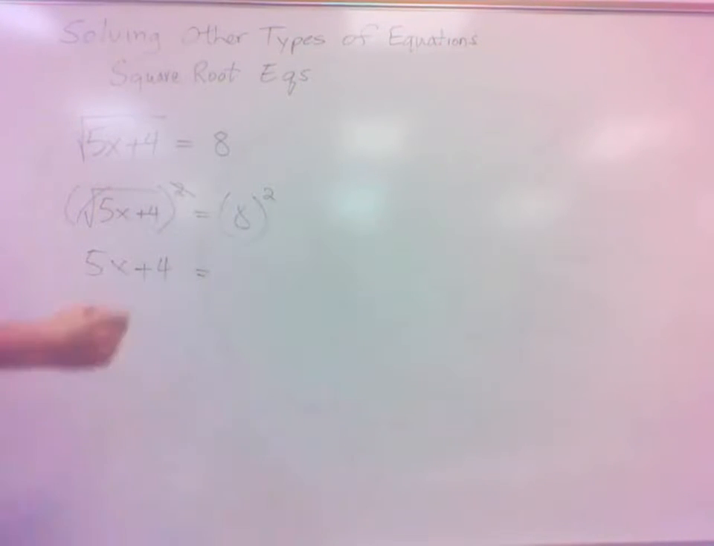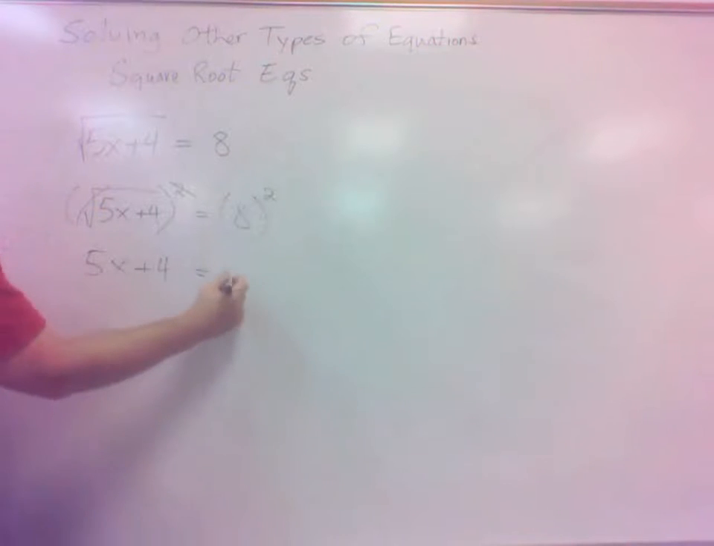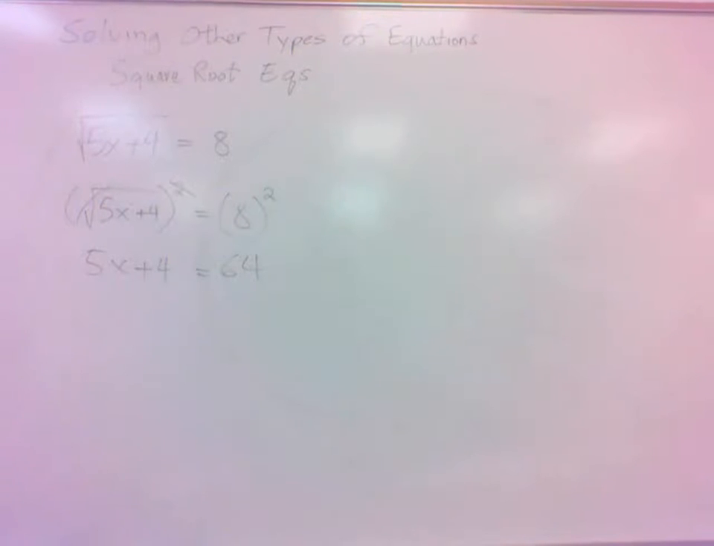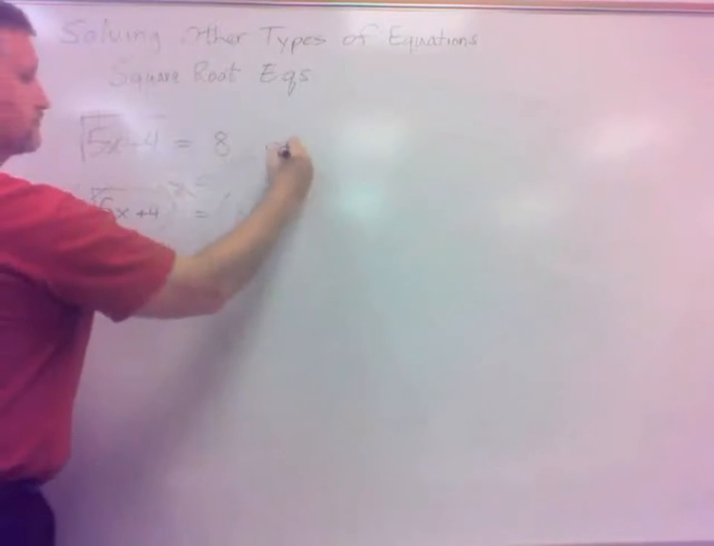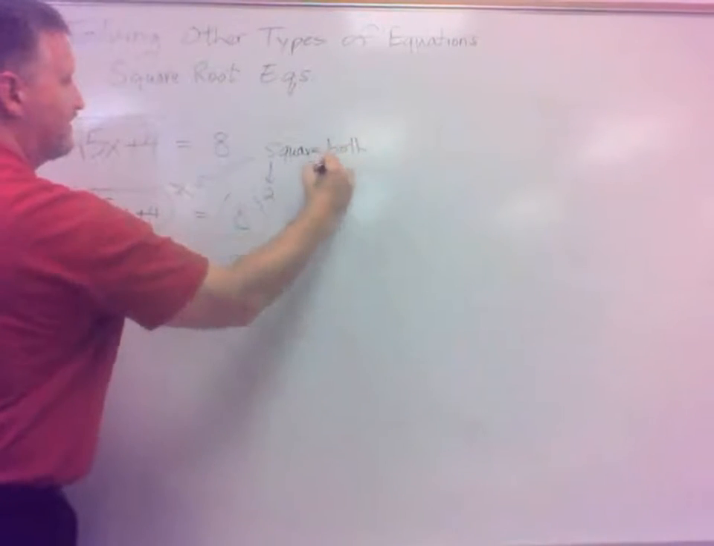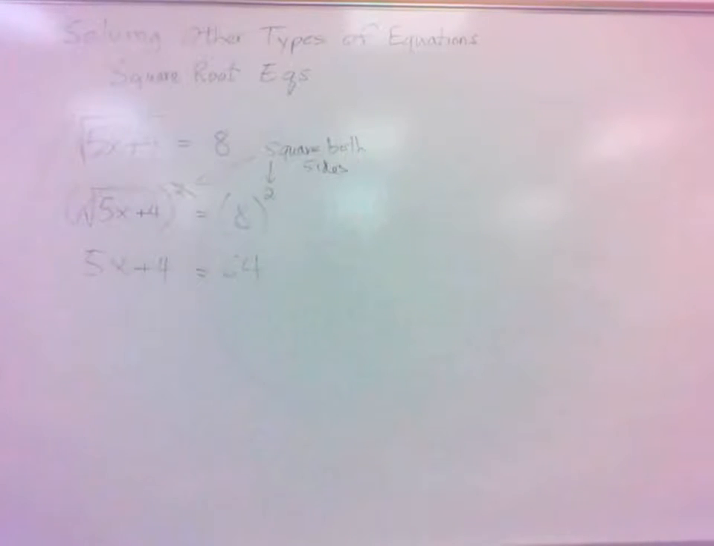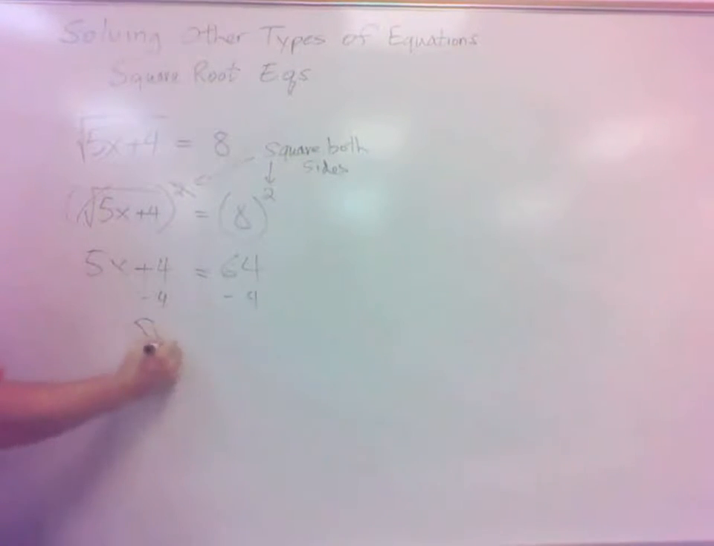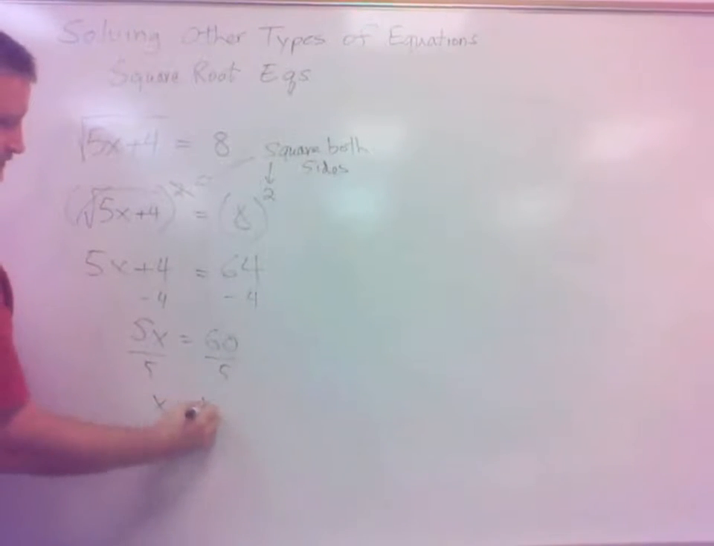Square both sides. 8 squared, of course, nothing cancels out there. I just have to do 8 squared. 8 squared is 64. So to solve square root equations, square both sides, when it looks like this, of course. Square both sides and the square root and the square cancel out. Then you usually just have a regular equation. This is just linear, so you just subtract 4. 5x equals 60. Divide by 5, and x is 12.